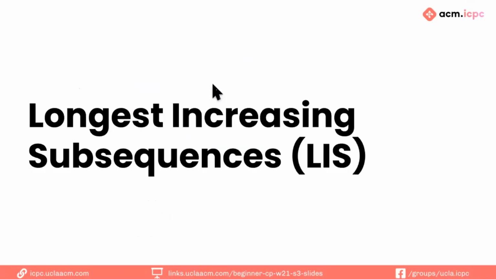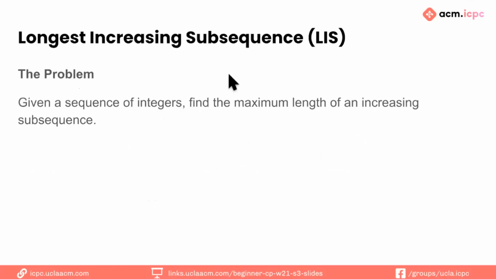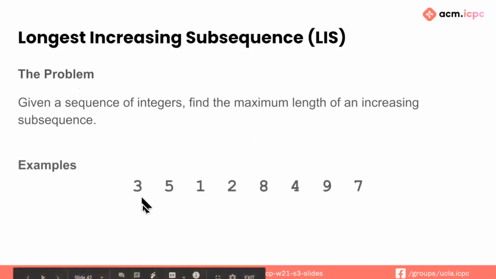So the next thing that we're going to talk about is longest increasing subsequences. The problem is, given a sequence of integers, find the maximum length of an increasing subsequence. To break this down, let's look at this example, a sequence of integers: 3, 5, 1, 2, 8, 4, 9, 7. An increasing subsequence is taking a collection of numbers within the sequence that are increasing, so every number is greater than the numbers that came before it.